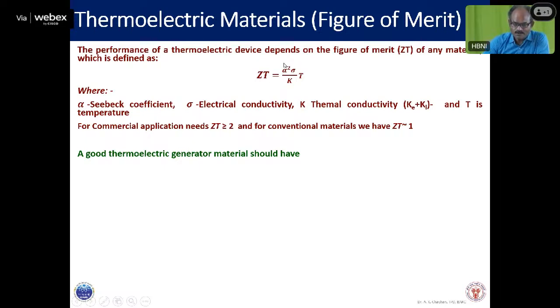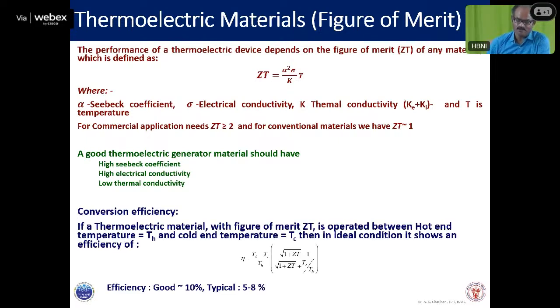Now what we should have? We should have more electrical conductivity, more Seebeck coefficient, more electrical conductivity, and less thermal conductivity at a particular temperature. So high Seebeck coefficient, high electrical conductivity, and low thermal conductivity. But we know that thermal conductivity and electrical conductivities are related.